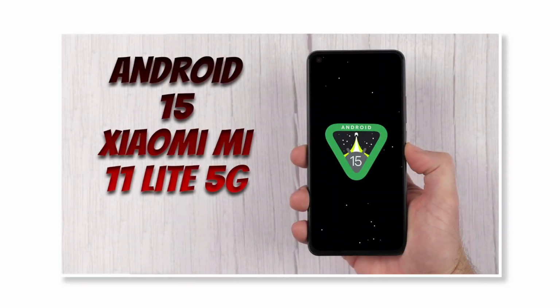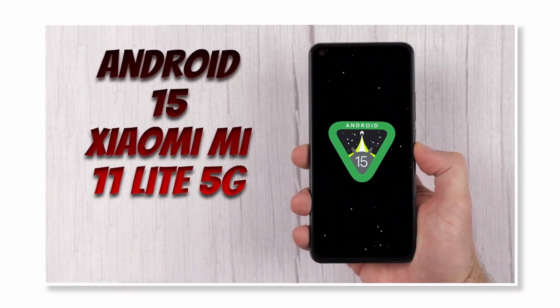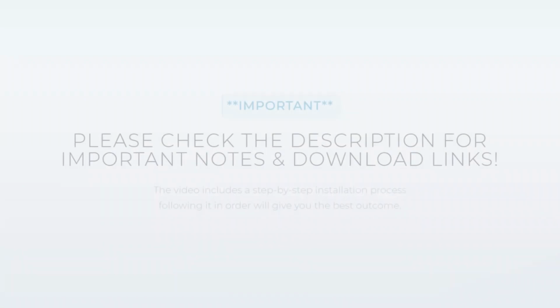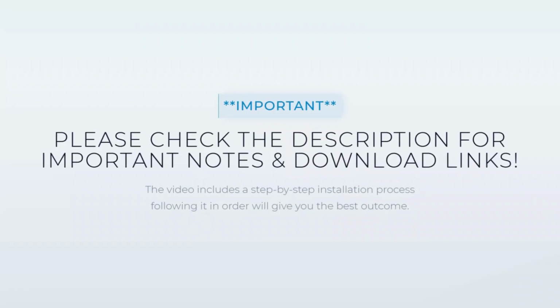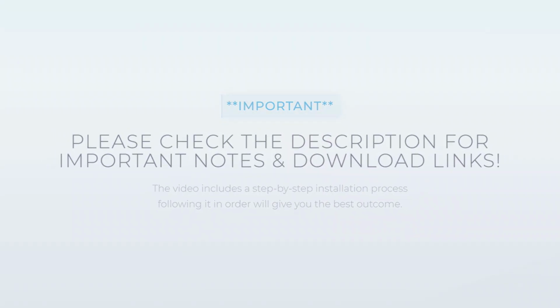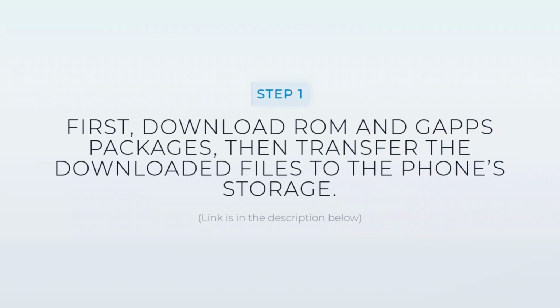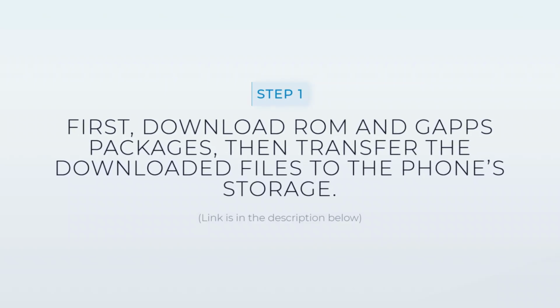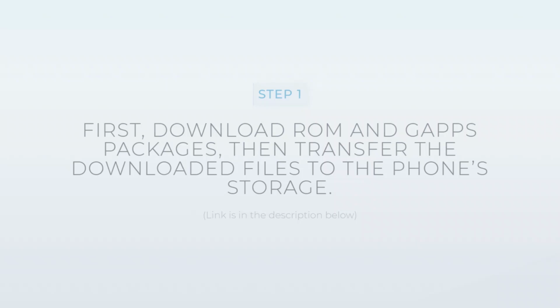Install Android 15 on Xiaomi Mi 11 Lite 5G via LineageOS 22. Please check the description for important notes and download links. First, download ROM and GApps packages, then transfer the downloaded files to the phone's storage.